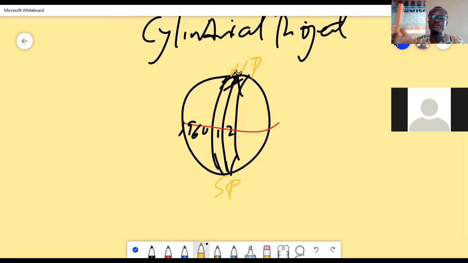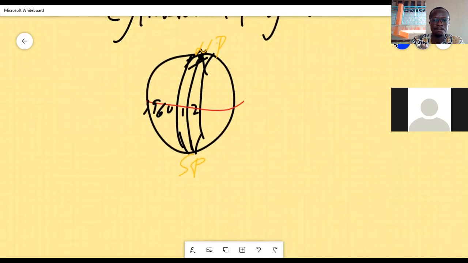What is the width of every zone if you have 60 zones around the Earth? Start at a point and come back to the same place. If you divide the Earth into 60 zones, what would be the width of every single zone? I want an answer from the class. Mention your name, then you tell me.